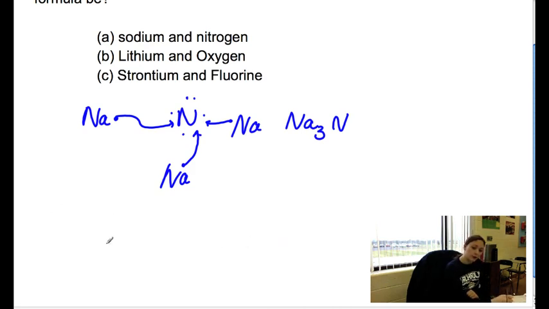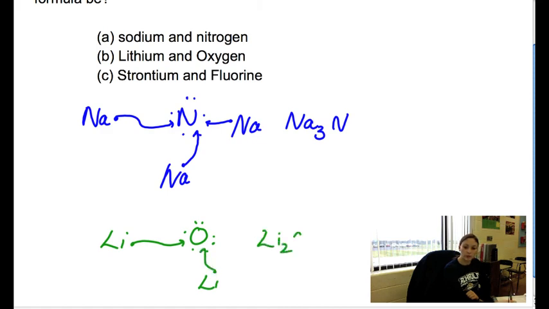Okay, lithium and oxygen. Li has 1. O has 6. 1 lithium. We need another lithium then to come along. And we end up with Li2O.